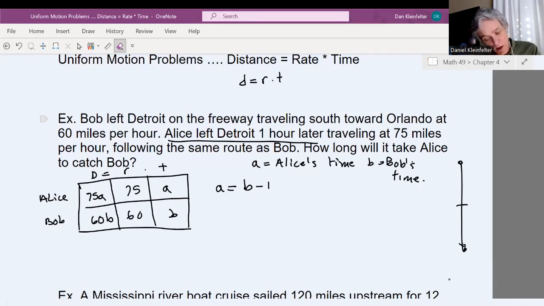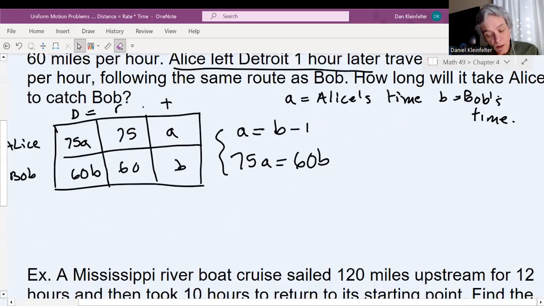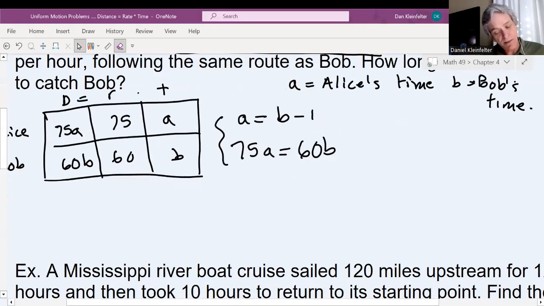So we want to know how long, that is the time, it's going to take for Alice to catch Bob. If Alice catches Bob, then the distances traveled have to be the same. And that is our system of two equations. Once we've got that, we should be able to solve it.